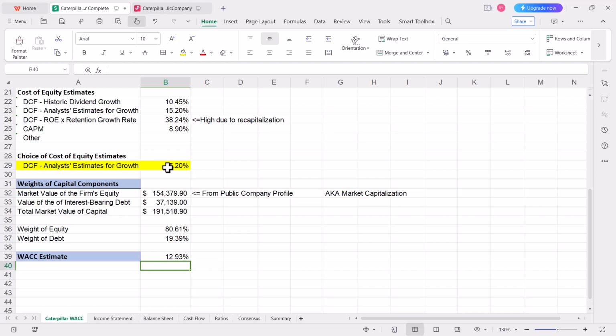Now, we would use this for two different things. One, as the company goes forward, the hurdle rate for the projects it's going to look at would be this 12.93%. If we're valuing the company, and later on in the course we're going to do this, we would discount the free cash flows for the firm back to today by this 12.93% to determine what the value of the company is today. But again, we'll take a look at that later. Okay.